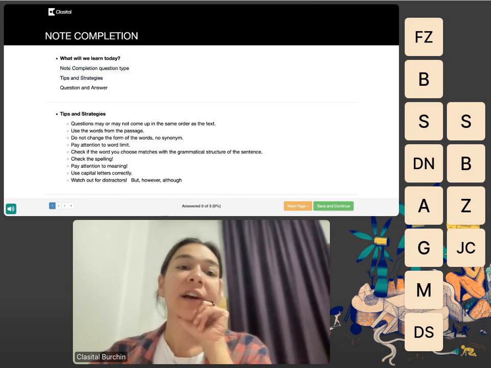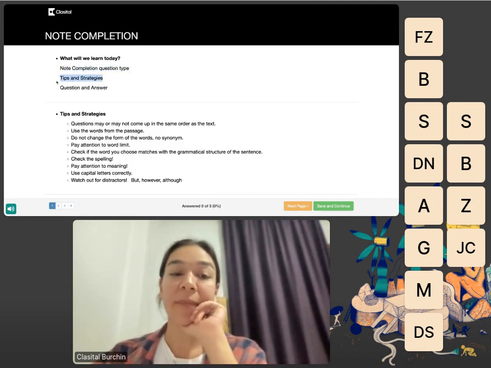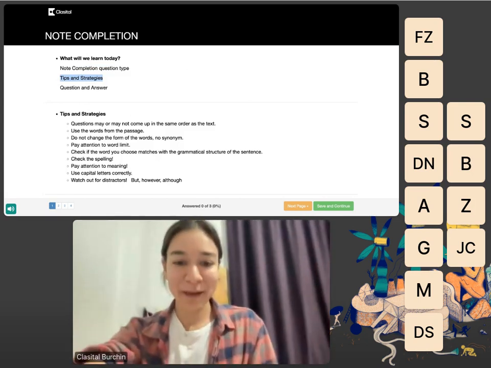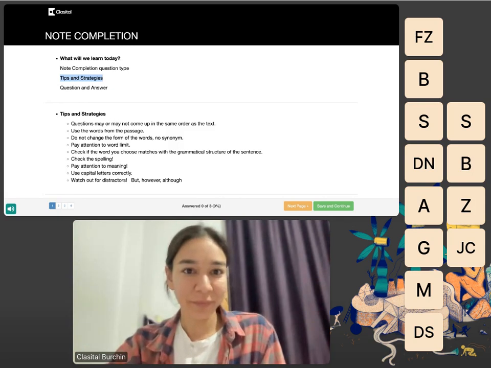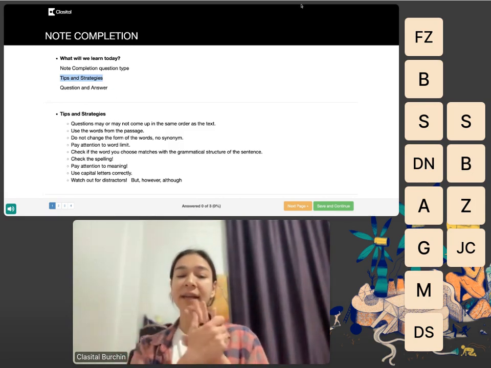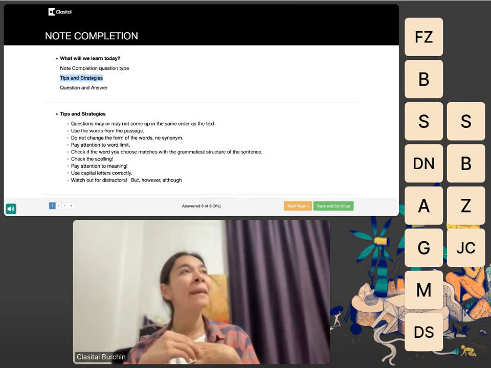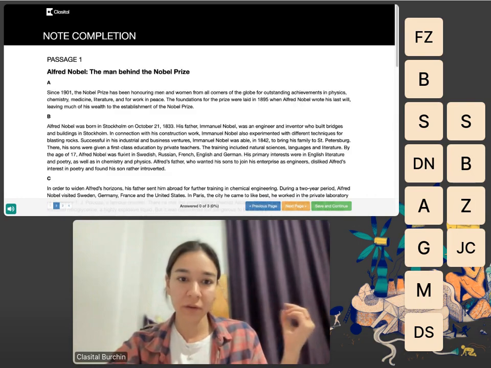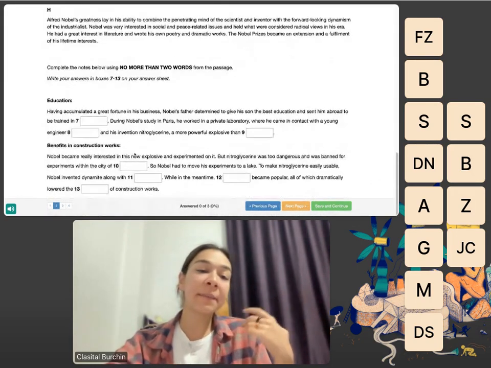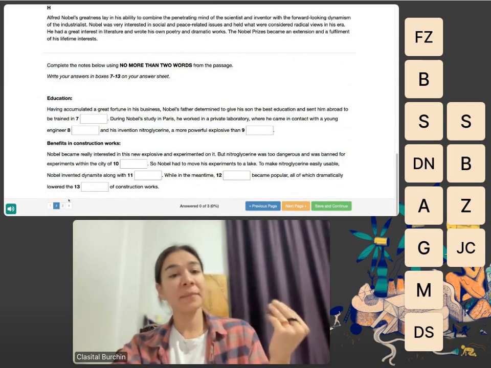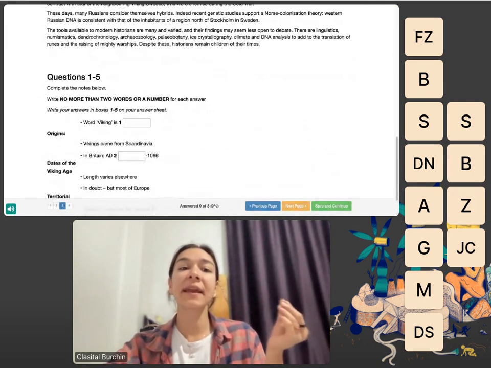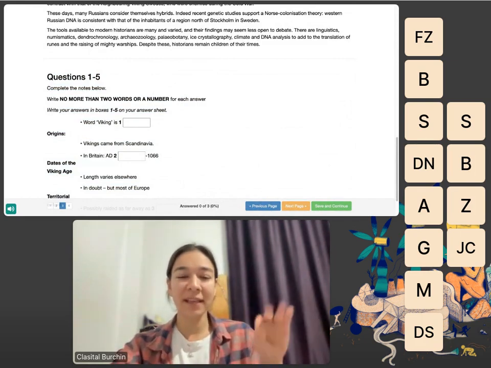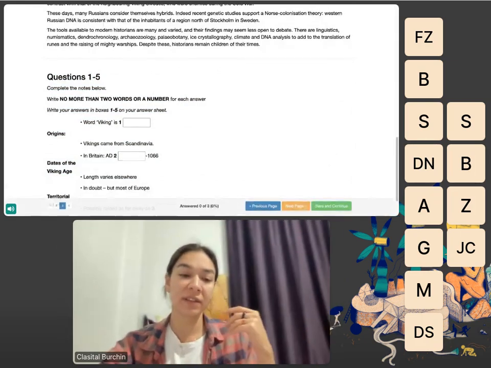We are going to look at the note completion question type. I will share with you some tips and strategies. Then we are going to look at our passages. This type of question can come in many versions. It can be like a summary, or it can be like a table. They say complete the notes below, but you should pay attention to general things in these.